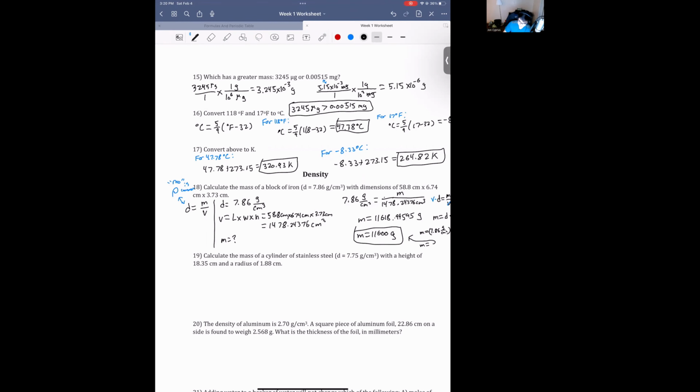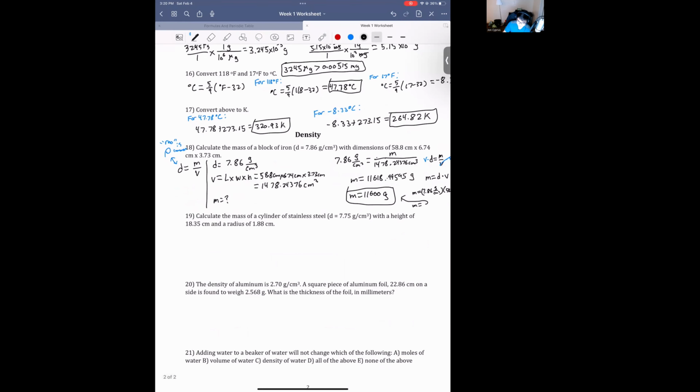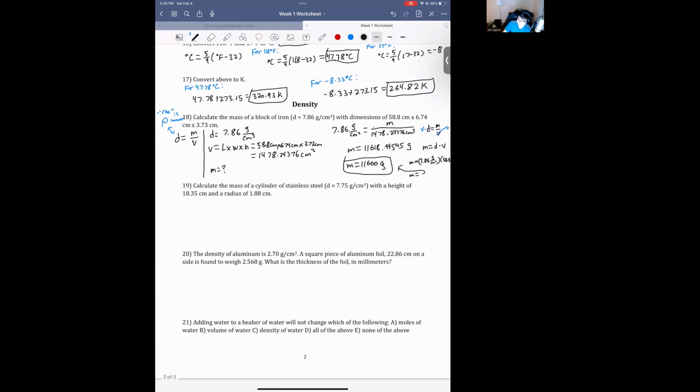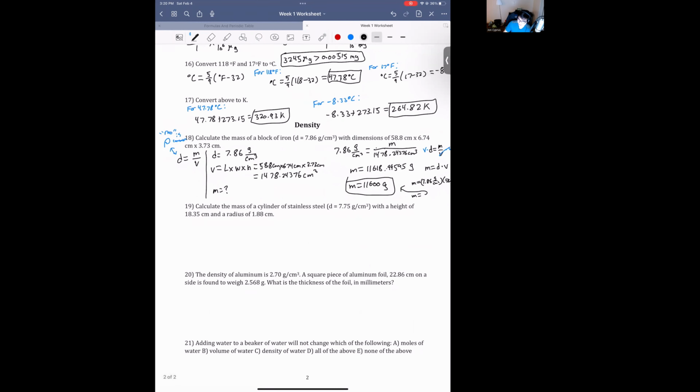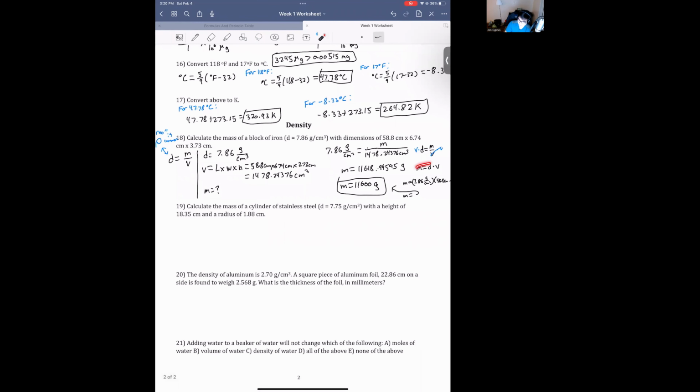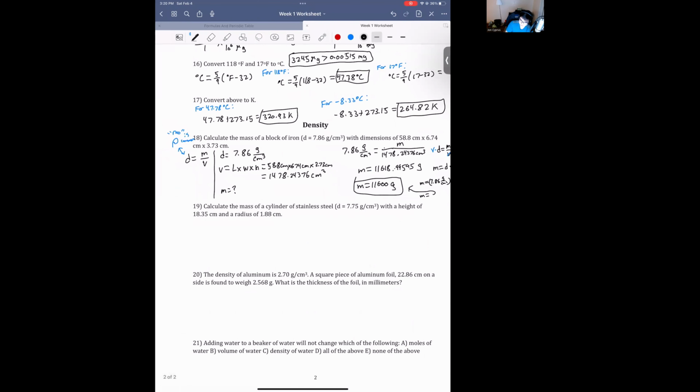All right, so 19, it says calculate the mass of a cylinder of stainless steel with that density with a height of 18.35 centimeters and that radius, right? So we're trying to find the mass again. So as we just solved for over here, mass is equal to density times volume, right? Density is equal to m over v, or mass is equal to density times volume.